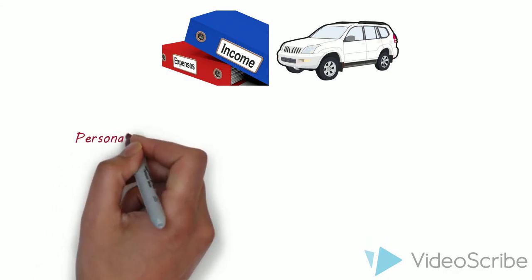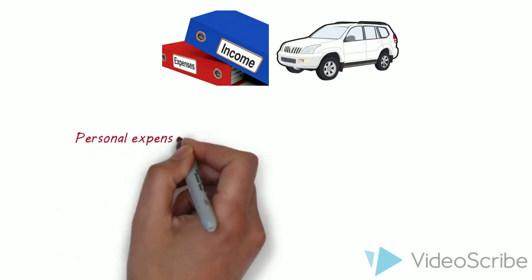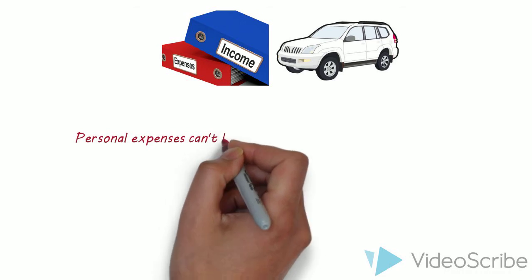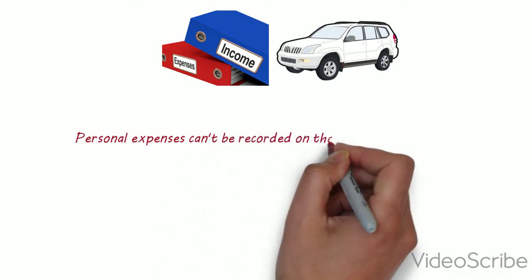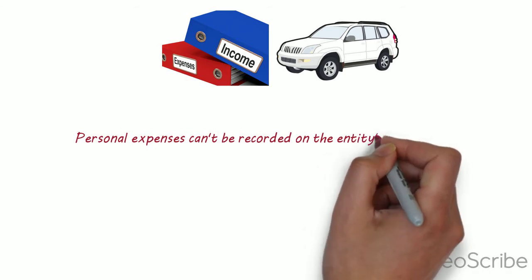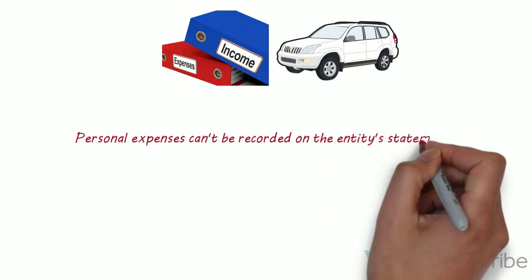Zach will not be allowed to record the loan to purchase the car in the balance sheet of the business, as the economic entity assumption determines that any personal expenses incurred by owners of a business will not appear in the financial statements of the entity.